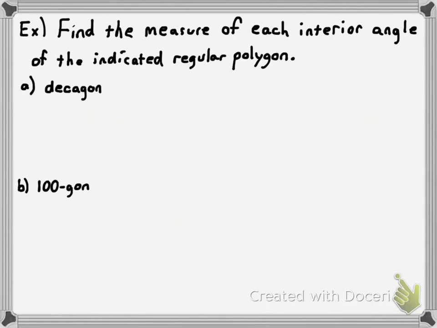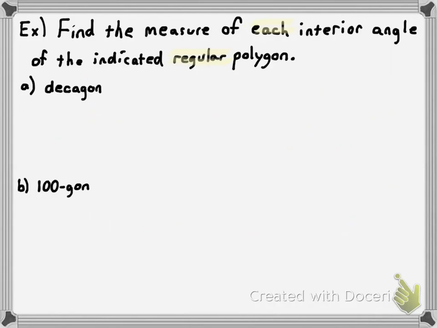Right now what I'd like us to do is to find the measure of each interior angle of a regular decagon. Notice the word regular in the directions there, very important. Also, notice the word each. It's asking for each interior angle measure as opposed to the sum of the interior angle measures as we were asked for in the previous examples.